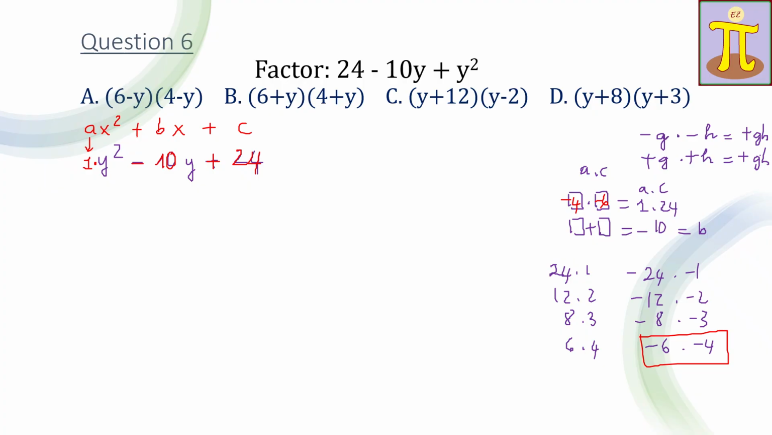When you multiply negative 4 by negative 6, you have positive 24, and when you add negative 4 and negative 6, you get negative 10. Because the coefficient a is 1, we just need to write y times two factors, right? You have two factors, and the numbers you plug in are the ones you just found. Exactly: y minus 6 times y minus 4.